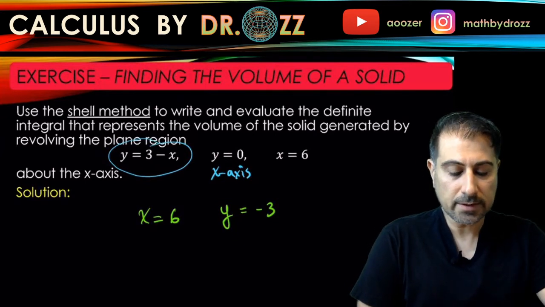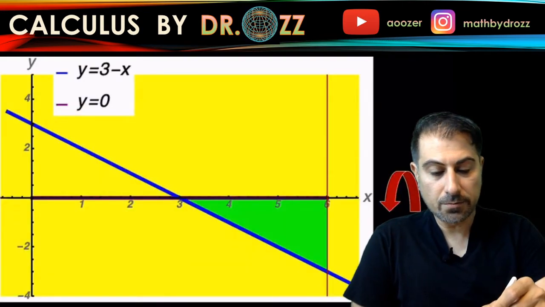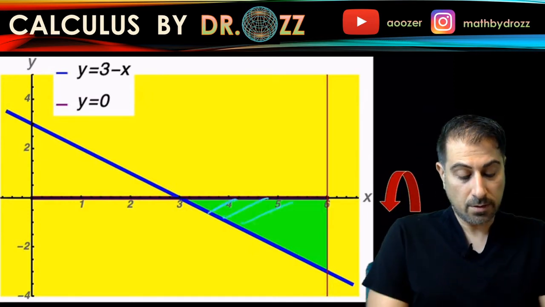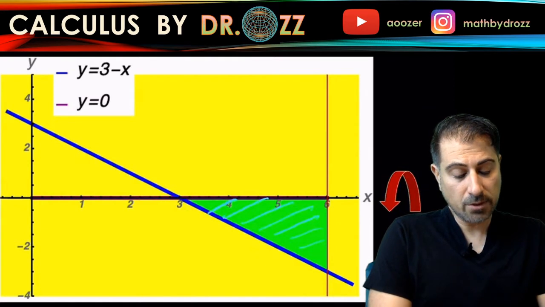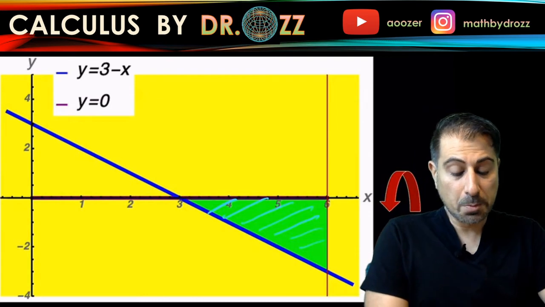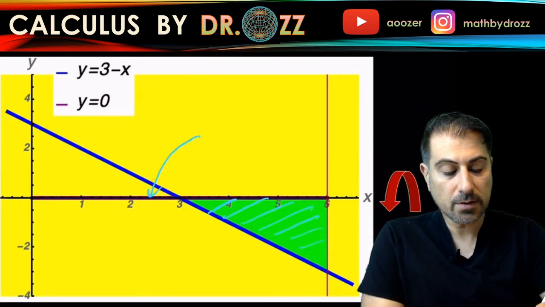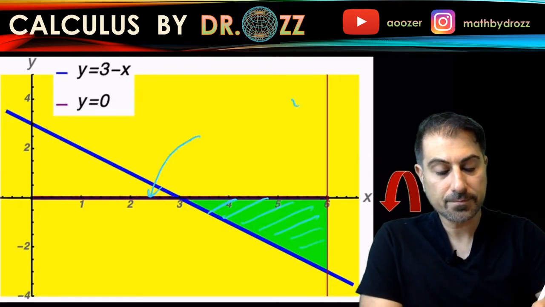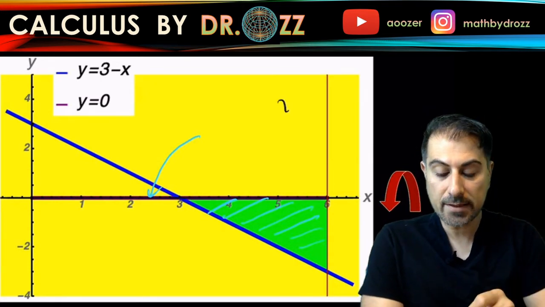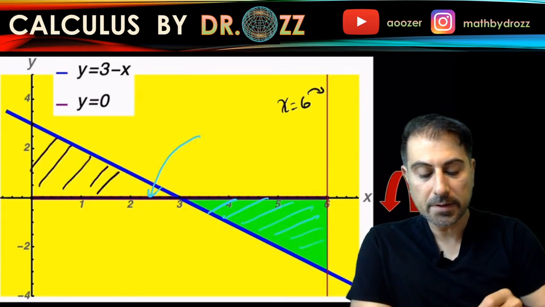But what I got here is that I have only this part of the region here, because the question statement says you have the region bounded by the x-axis, which is the purple line as you see, and we have the blue line. But also we have x equals 6, a vertical line, which is right here. So I can't get this part of the graph anymore. Okay, so that part is not included.